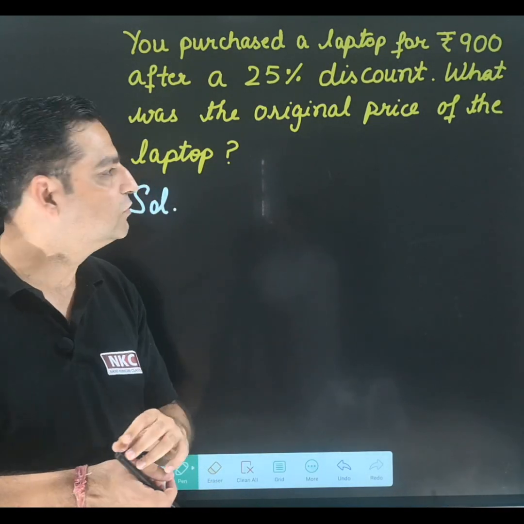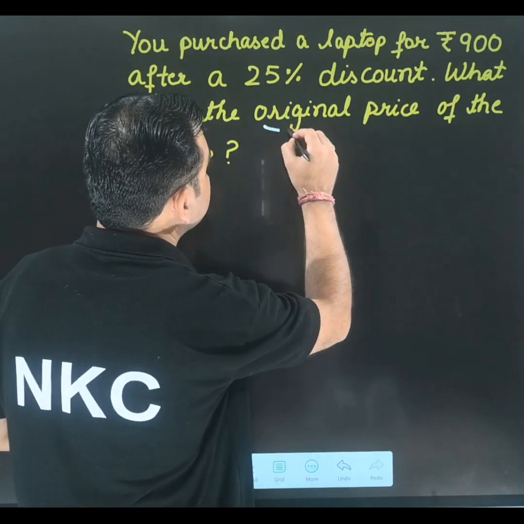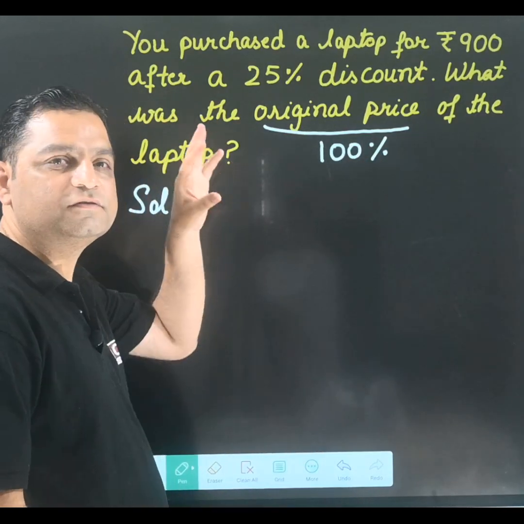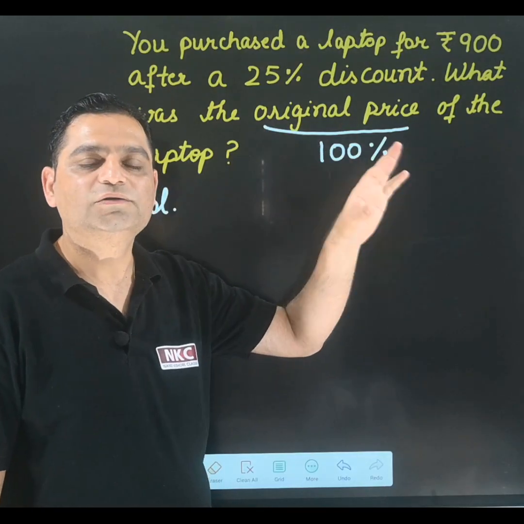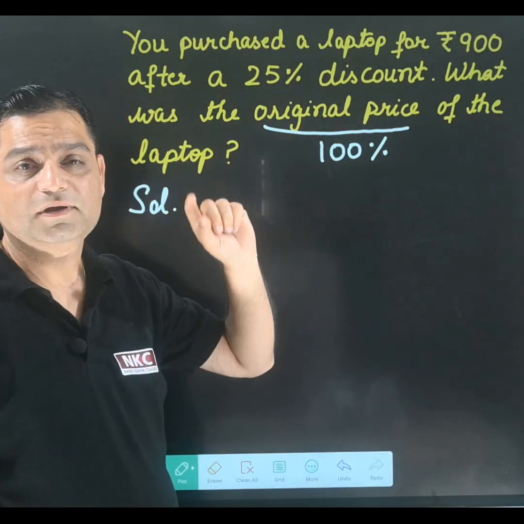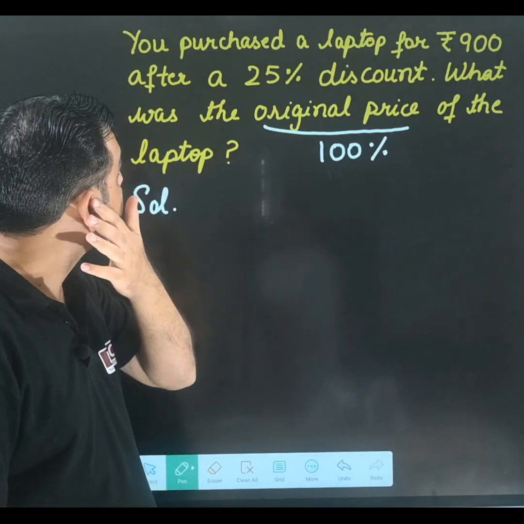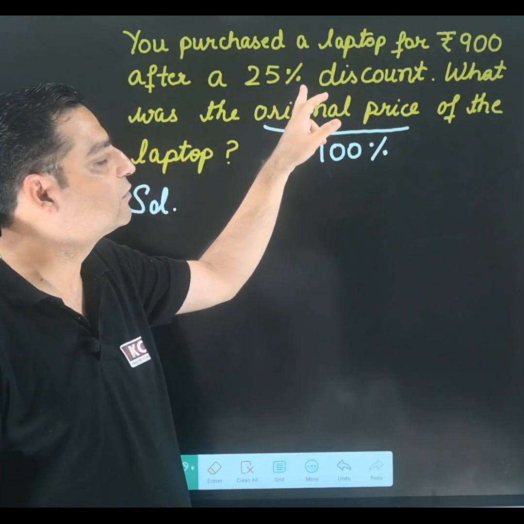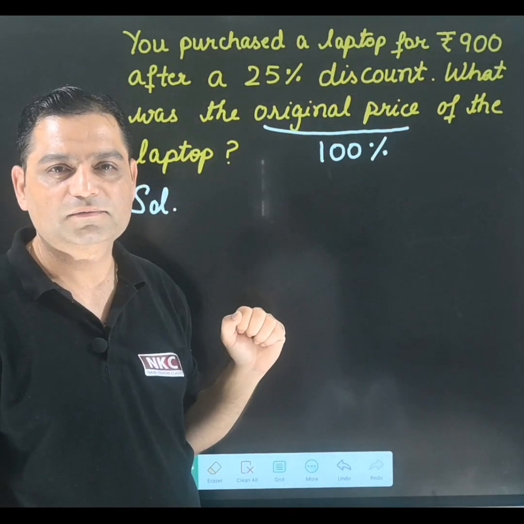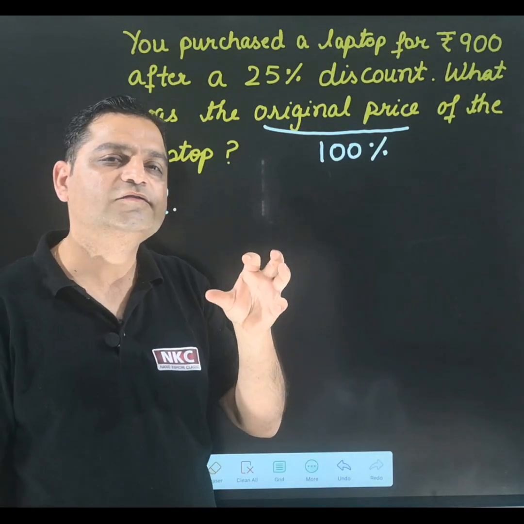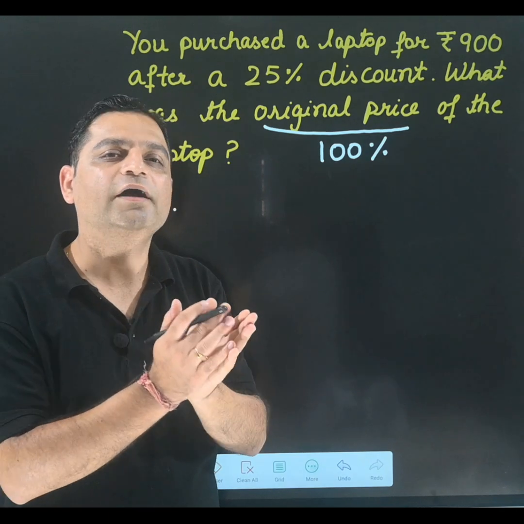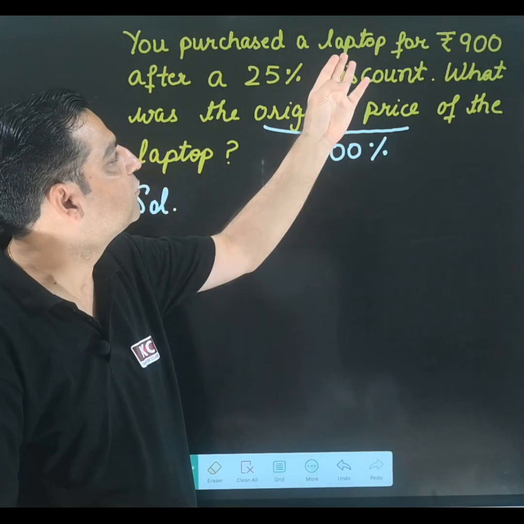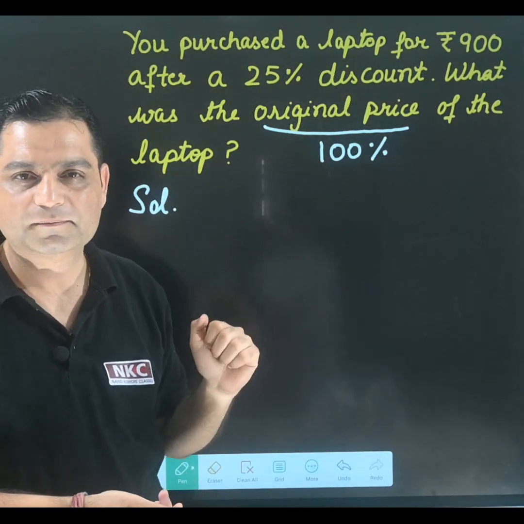One important point which I am telling you: always we will consider this original price as 100% price because this is the base amount. This was the actual charge for the laptop. I'm considering it 100%. We have paid 900 rupees. How much discount was given? 25% discount. So obviously, if after discount I am purchasing something, that means I am paying a lesser amount. The original price is more than the given value, right? Because this is the discounted price.